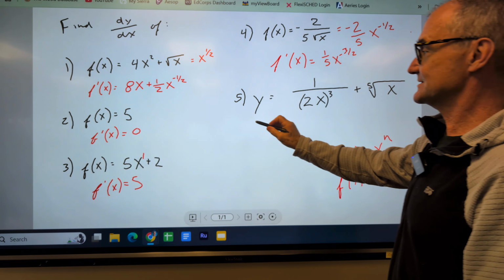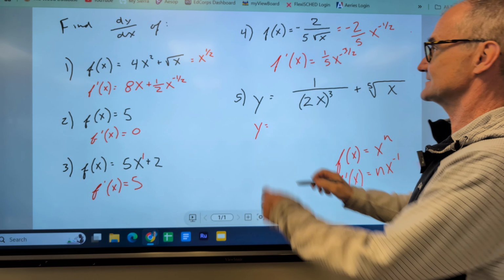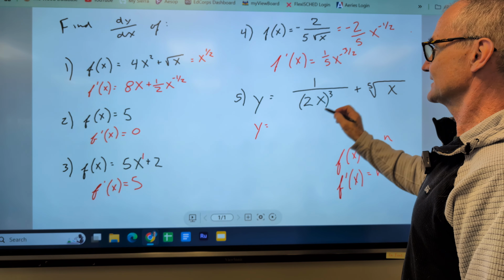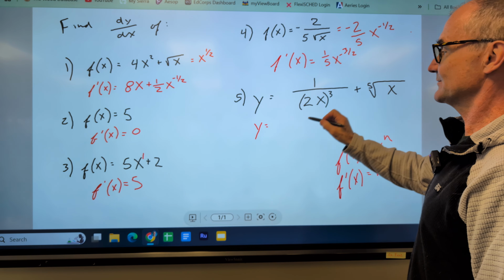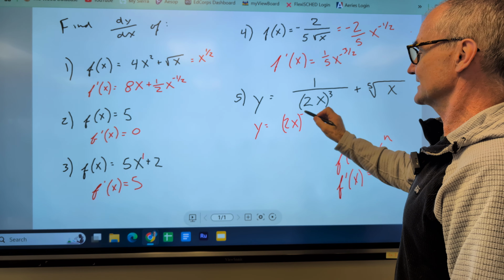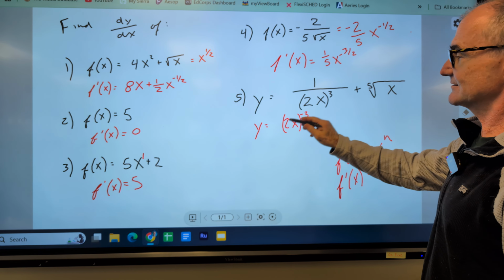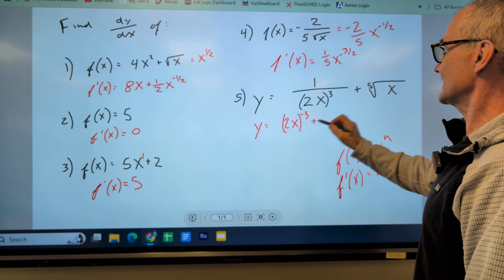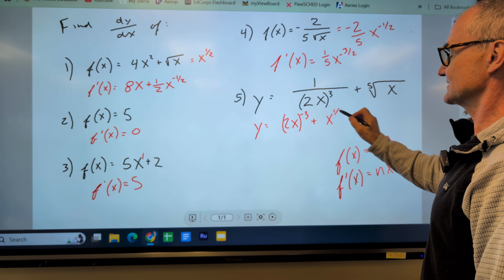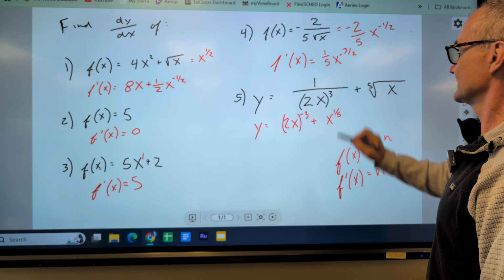Okay, right here we still have y, not y prime yet, so that's the same as f of x. I'm just going to make this whole thing positive by bringing it up. And then I have 2x to the power of -3. I have to distribute that -3 through the whole quantity. Plus, this is the 5th root of x as a fractional exponent, so 1/5.